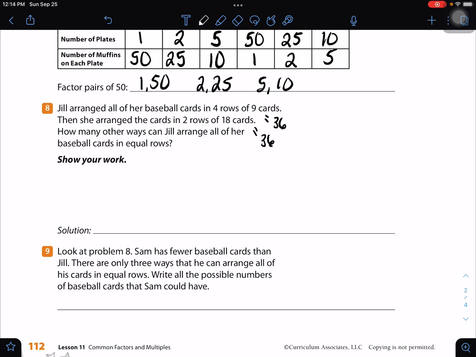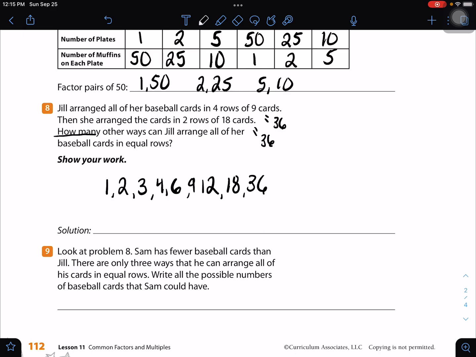So I know 1 and 36 are my biggest and smallest. 2, as it listed there, and 18 go into 36. 3 and 12 go into 36. 4 and 9 go into 36. And also 6 goes into 36. Okay, these are a lot of factor pairs.